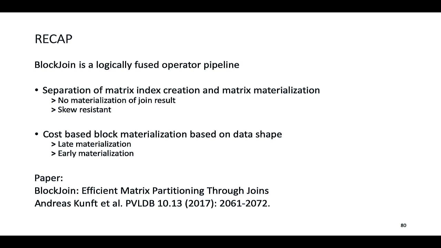And this also enables us to make a cost-based decision on the matrix materialization strategy based on the shape of our data. Therefore, we can use two materialization strategies: the late materialization, which materializes the duplicates of foreign keys on the receiver node, or the early materialization, where we can exploit a little bit better partitioning scheme compared to the baseline. And this was, as I told you before, part of this publication at PVLDB 2017.